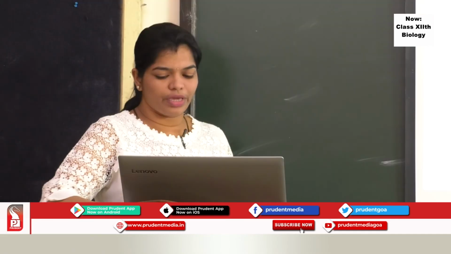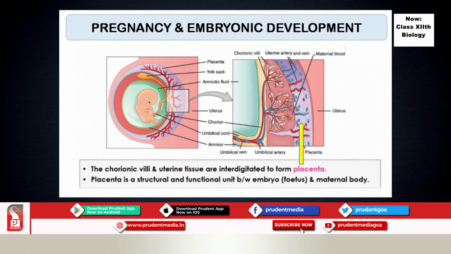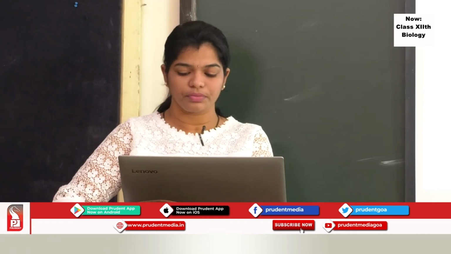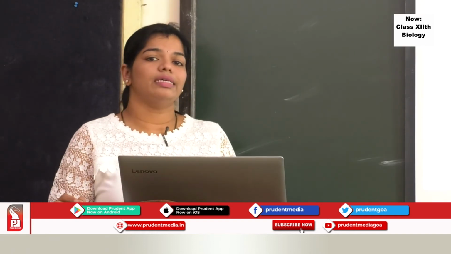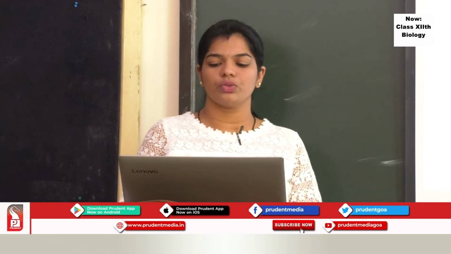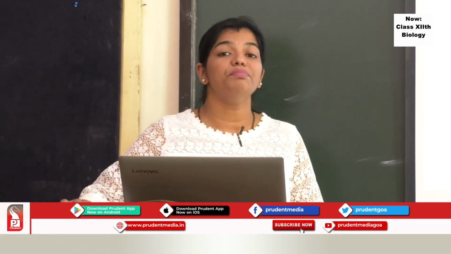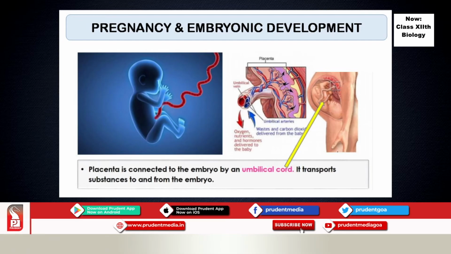Fine. So if you can just have a look over here, this is the chorionic villi. Along with the uterus, the uterine tissue, it forms the placenta. So the whole thing is the placenta. Placenta is connected to the fetus using a long cord called the umbilical cord. So this is the umbilical cord which arises from the fetus, and it gets connected to the placenta. The whole thing is the placenta, and this is the umbilical cord.